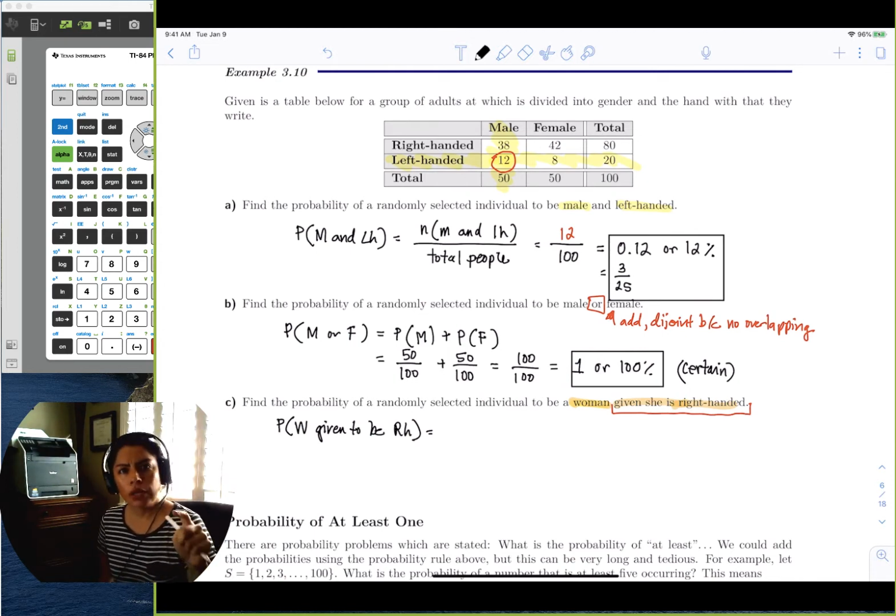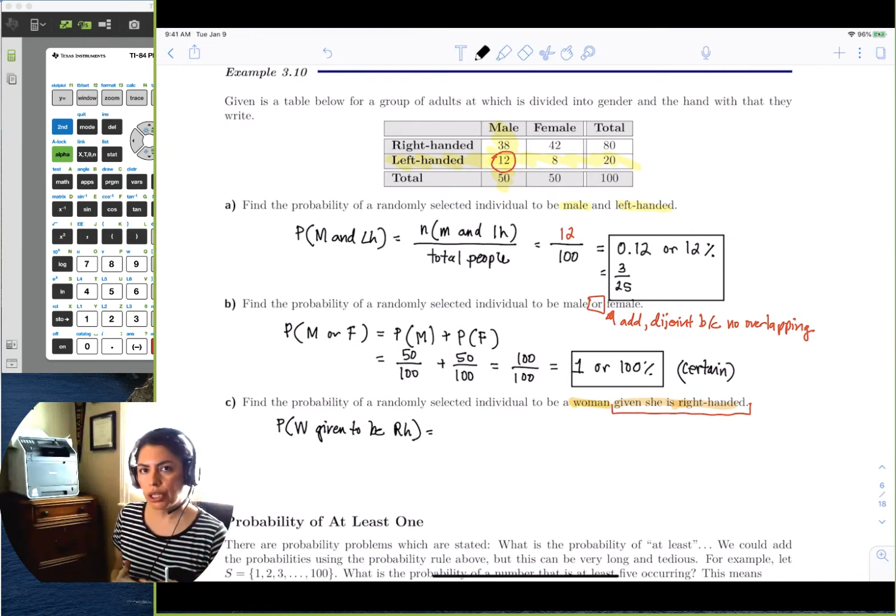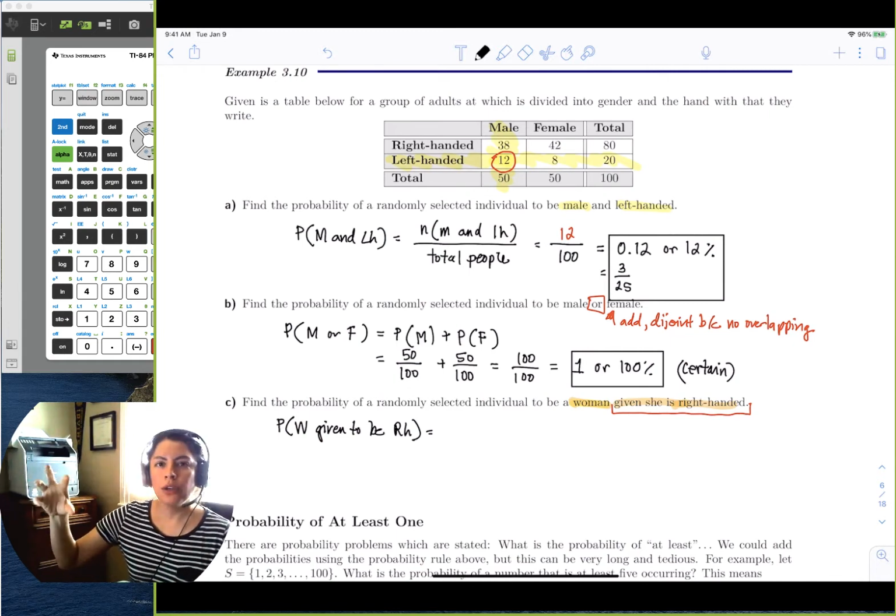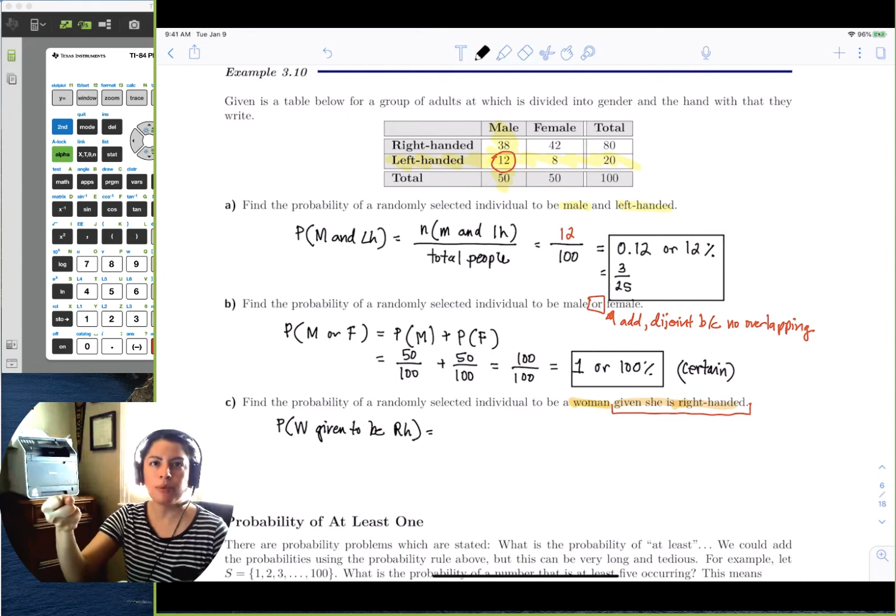So are we looking at males at all? Or maybe if they're right-handed? Or are we looking at left-handed people? Well, not if it's given that she's right-handed. So it might be a little challenging, but let's think about this. I tell you, go look at right-handed people. Now take your hand and grab a name out of a hat. What is the probability that that person's a woman?